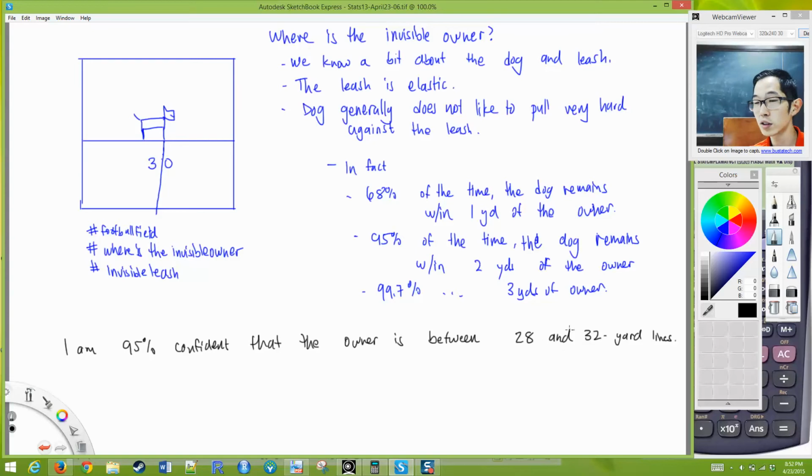Could the owner be outside of 28? Yes. But because we know the behavior of the dog, when we see a picture like this, we can be 95% confident that the owner is between 28 and 32. If the owner is outside of 28 and 32, it's possible. That just means the picture was taken in a rather rare moment where the dog was more than 2 yards away from the owner. Okay?